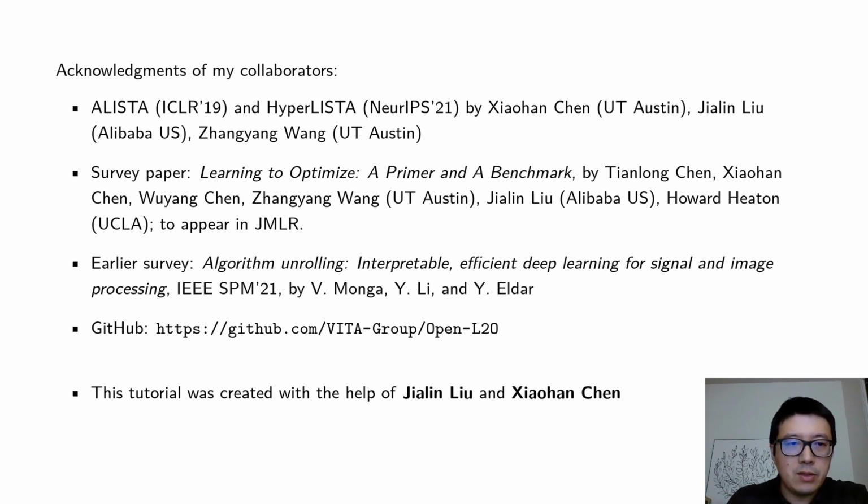And I also looked at the early survey, Algorithm Unrolling: Interpretable, Efficient Deep Learning for Signal and Image Processing, which covers more applications than this particular tutorial. It was written in 2019 and published in last year's IEEE Signal Processing Magazine. I encourage all the interested audience to download the code and try to reproduce the results. And several slides of the tutorial were created with the help from my colleague Jialin Liu at Alibaba and Xiaohan Chen, who's graduating from UT Austin, Professor Zhangyang Wang's group.